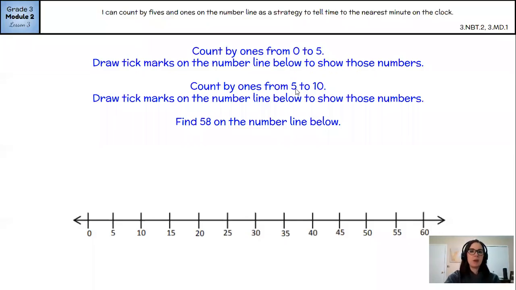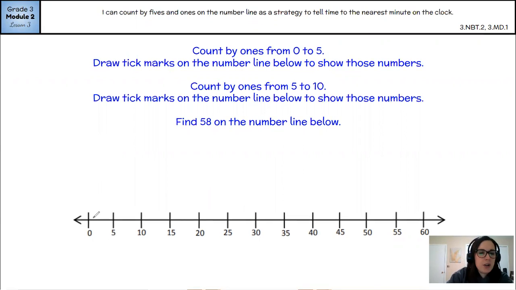Okay, boys and girls, here is where we're going to use the number line. It says draw tick marks on the number line below to show 0 to 5. So we're going to count by ones from 0 to 5. 0 is already marked. 1, 2, 3, 4. Okay, so we did this. Now count by ones from 5 to 10. So 5 is marked. 6, 7, 8, 9, and 10 is marked. Okay, we did this. So find 58 on the number line.